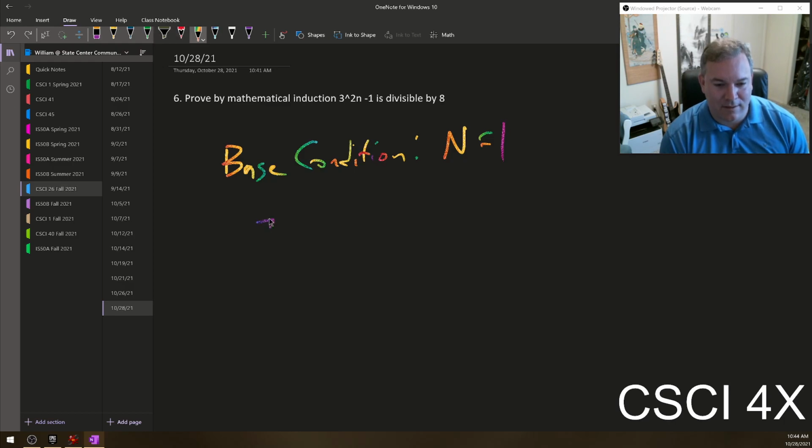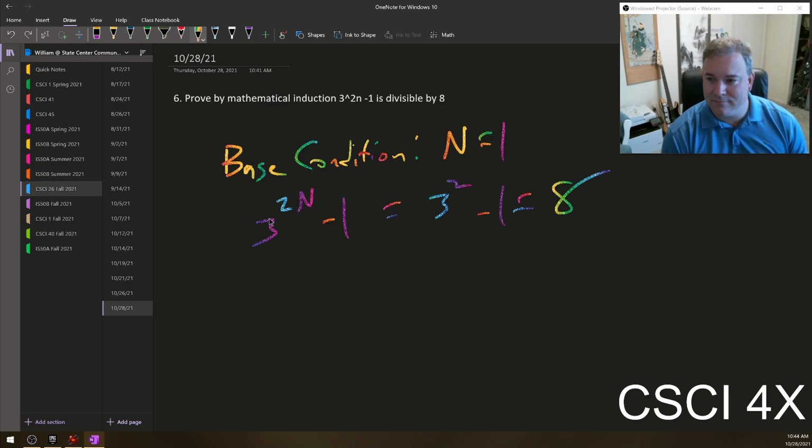So 3 times 2 to the nth power minus 1, when n is 1, is equal to 3 squared minus 1, which is equal to 8. Okay. Is 8 divisible by 8? So what does it mean for something to be divisible?